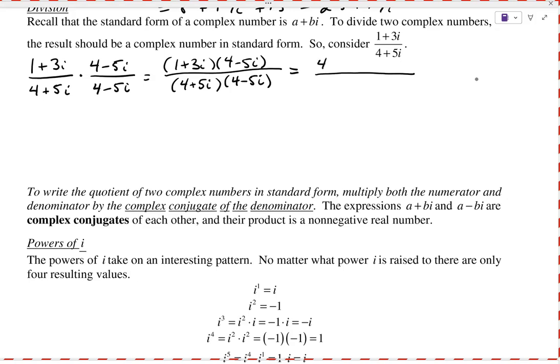Minus 5i plus 12i minus 15i squared. Good. Just like what we did with the polynomials, just like what we did in the previous problem, right? 1 times 4 gives you the 4. 1 times the negative 5i gives you the negative 5i. 3i times the 4 gives you the 12i. 3i times the negative 5i gives you the negative 15i squared.